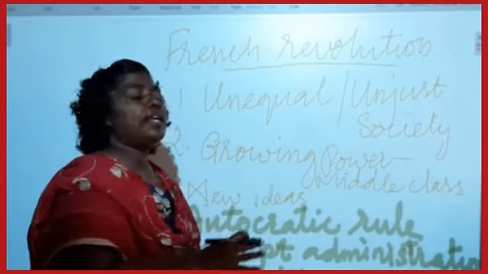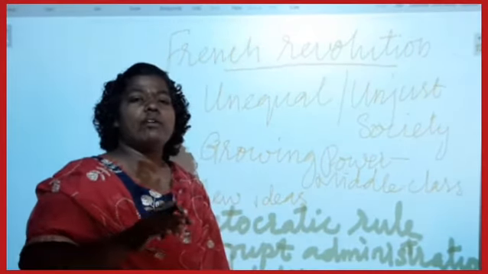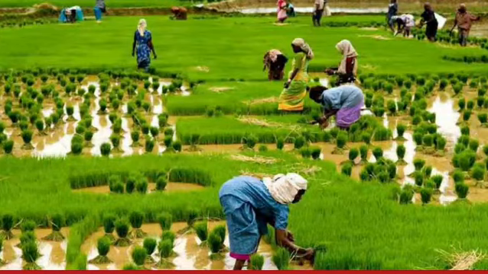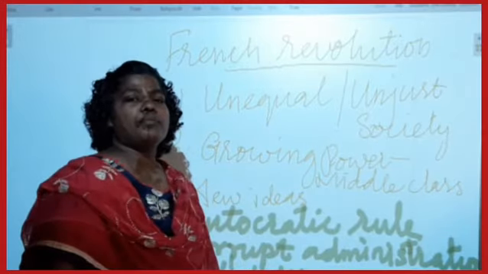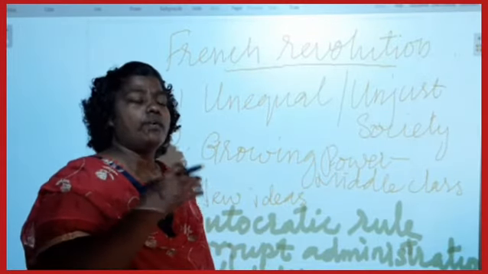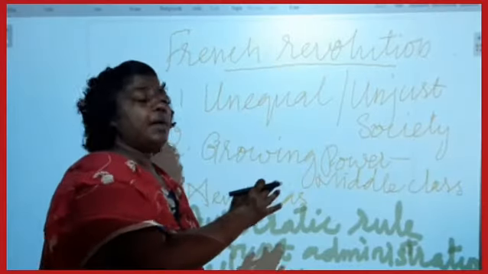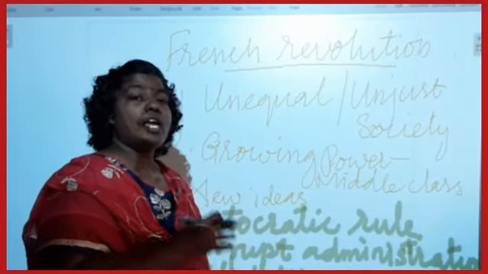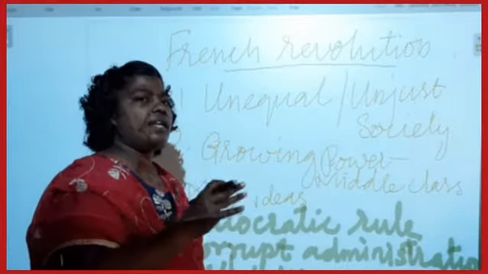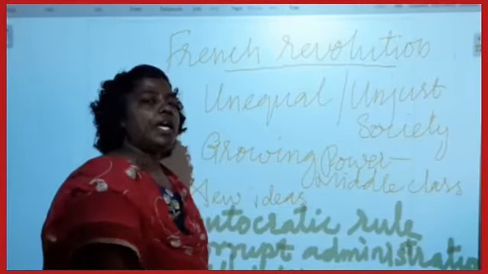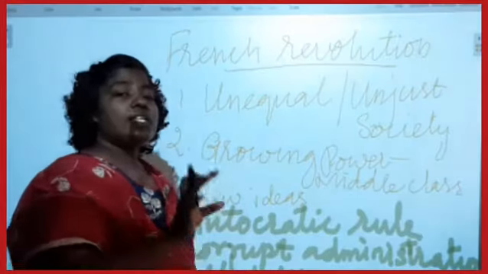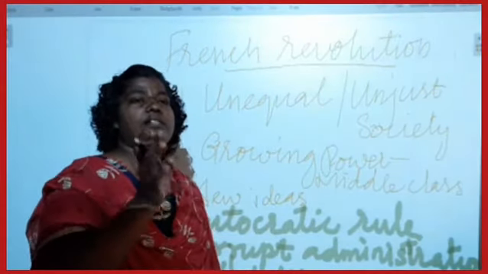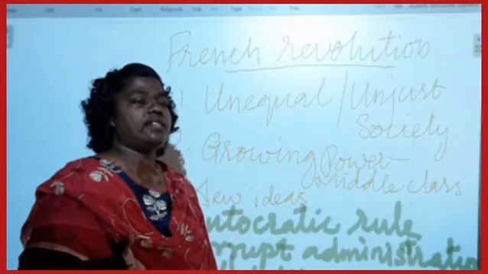And in the third estate came 95% of the population of this French society. In the third estate we also find the middle class people like teachers, lawyers, all the professionals, apart from the merchants and traders. Traders and merchants also came under the third estate. What is the difference between the first, second and third estates?